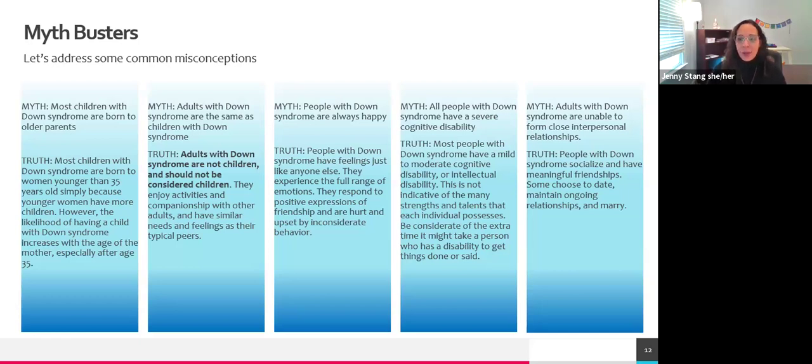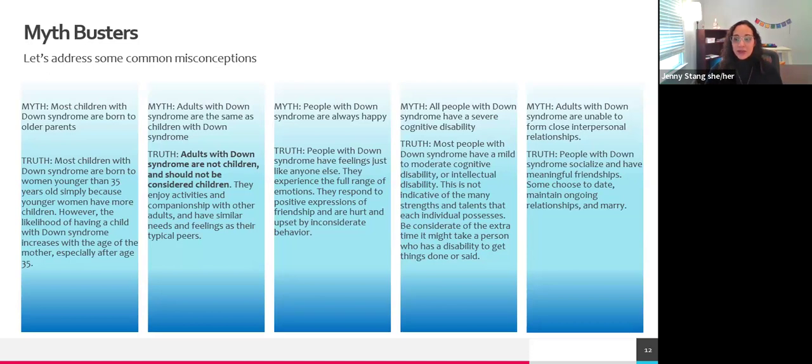The next myth, all people with Down syndrome have a severe cognitive disability. Well, the truth is, people with Down syndrome have mild to moderate cognitive disabilities or intellectual disabilities, but that is not indicative of the many strengths and talents that each individual possesses. So be considerate of the extra time it might take a person who has a disability to get things done. But again, it's a spectrum. So some people may struggle more in this area than others, okay?